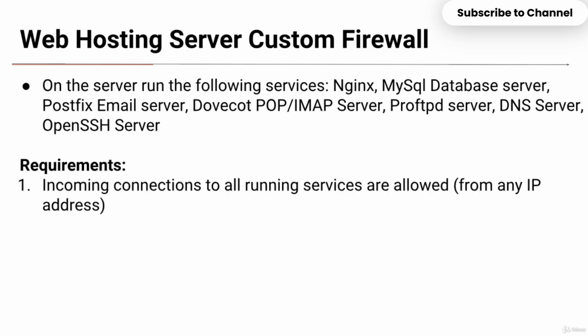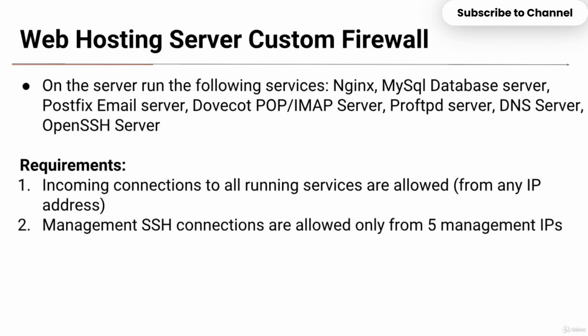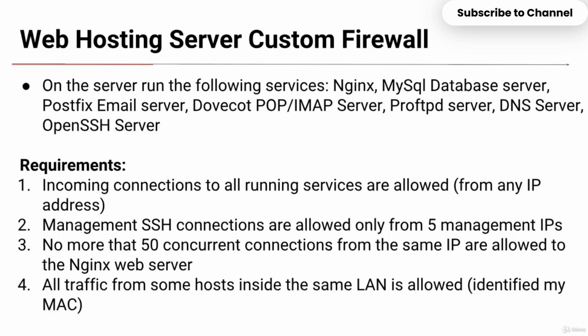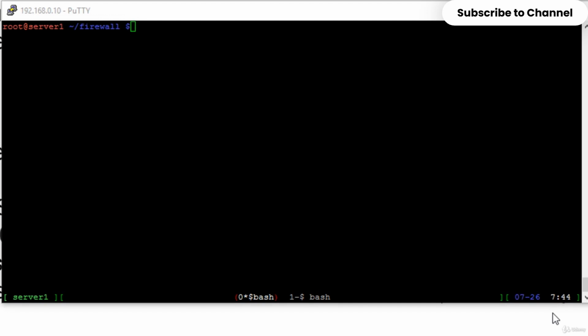Our firewall has the following requirements. We want to allow incoming connections to all running services from any IP address. Management SSH connections are allowed only from 5 management IP addresses. No more than 50 concurrent connections from the same IP address are allowed to the Nginx web server, and all traffic from some hosts inside the same LAN as our server is allowed. We identify those hosts by MAC address. Let's see how it's done.